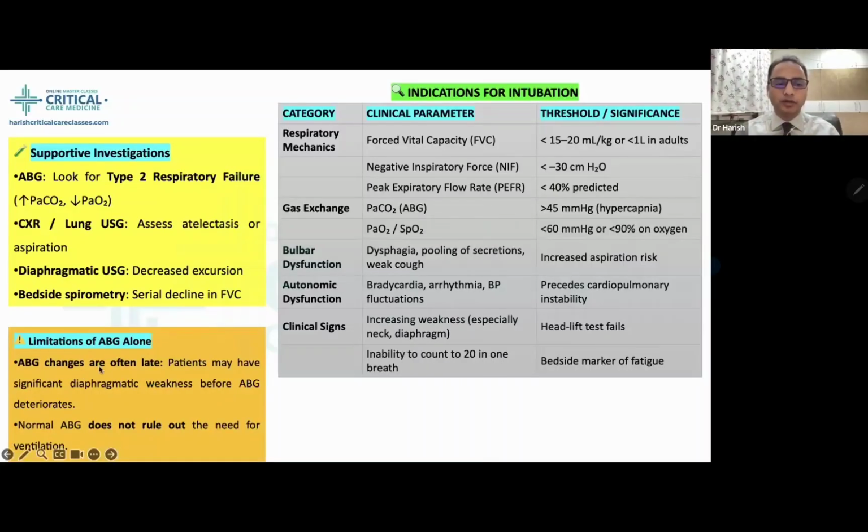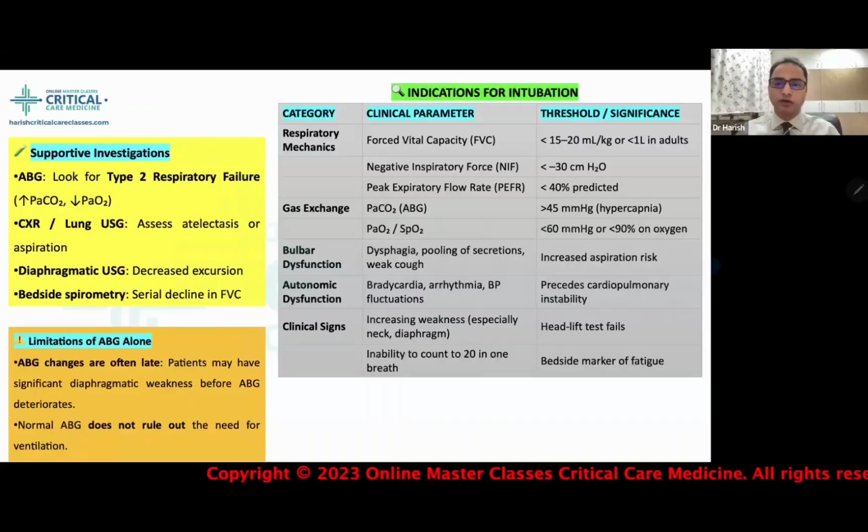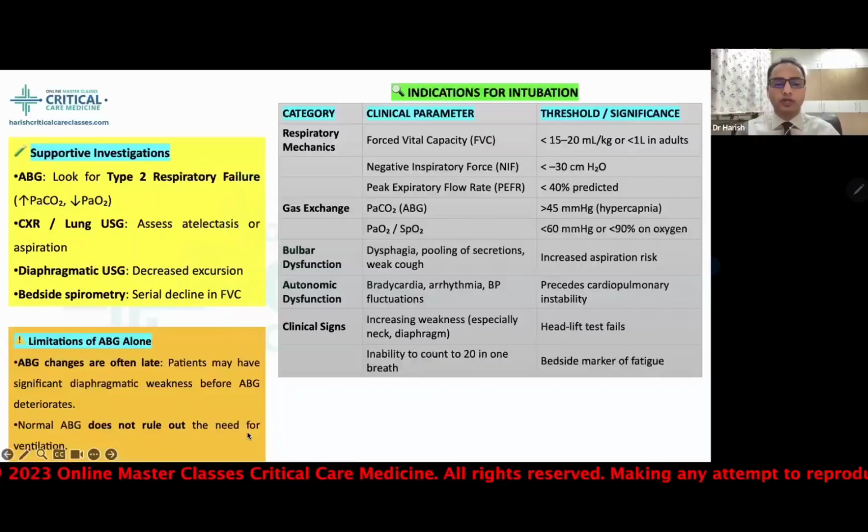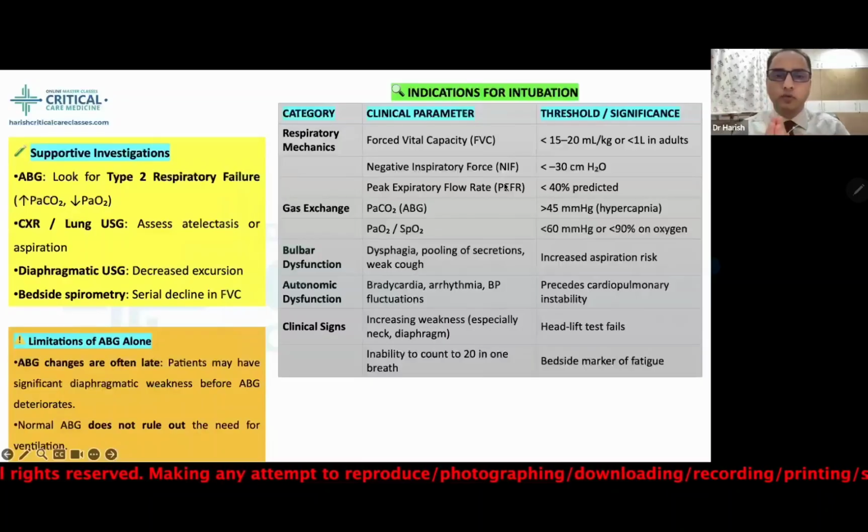If you see the limitations of ABG alone, ABG changes are often late. Patients may have significant diaphragmatic weakness before we see ABG deterioration. That's why don't rely on or wait for ABG values to deteriorate before intubating a patient. A normal ABG does not rule out the need for intubation and mechanical ventilation. Again, this is the table which suggests the indications for intubation.